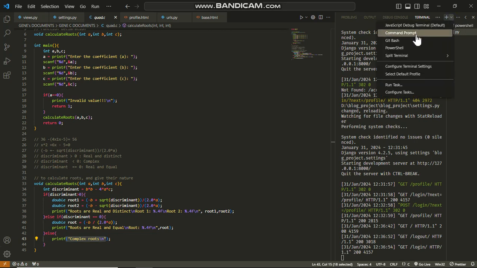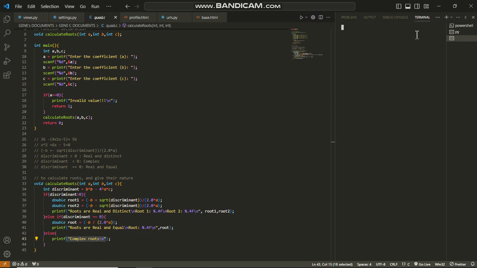So we are going to open our command prompt, and since it's a C program, we have to first compile the code, and then we shall be able to run it and see the results. So let's head on to that and see how it works.